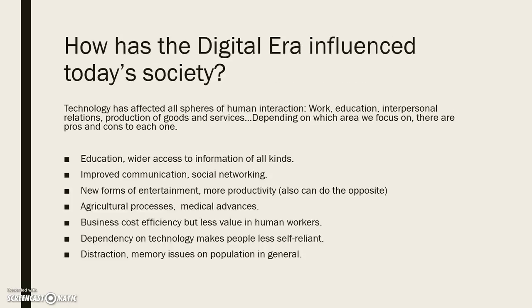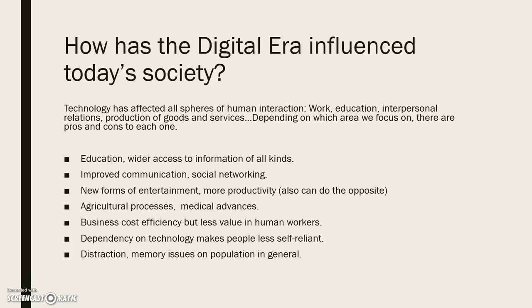Lastly, how has the digital era influenced today's society? Technology has affected all spheres of human interaction: work, education, interpersonal relations, production of goods and services. Depending on the era we focus on, there are pros and cons to each one. As examples of areas of influence, there is education. We have wider access to information of all kinds.